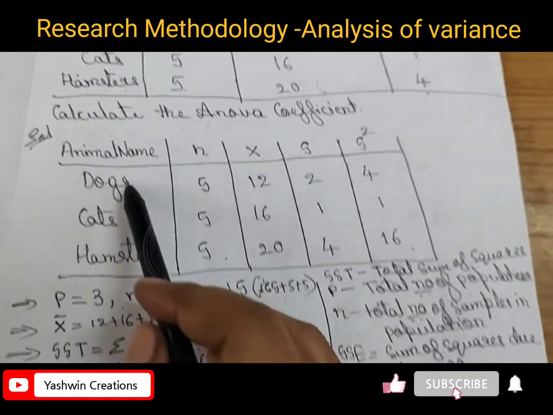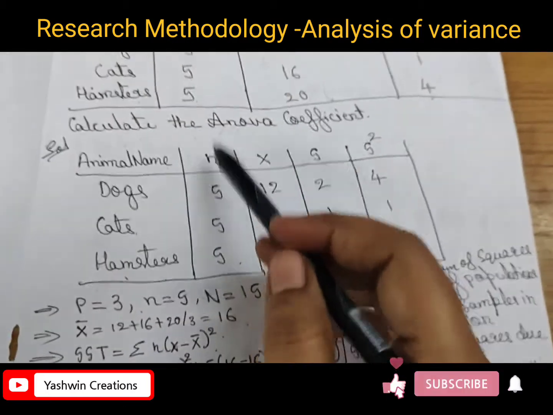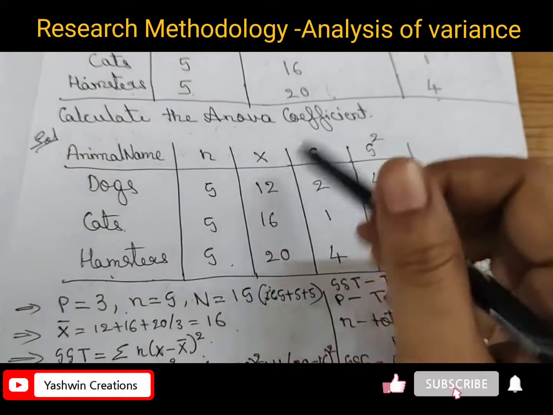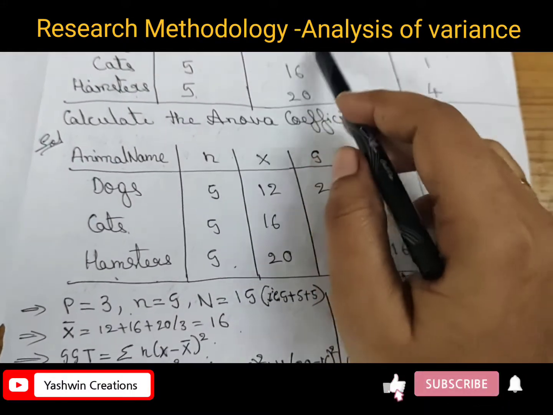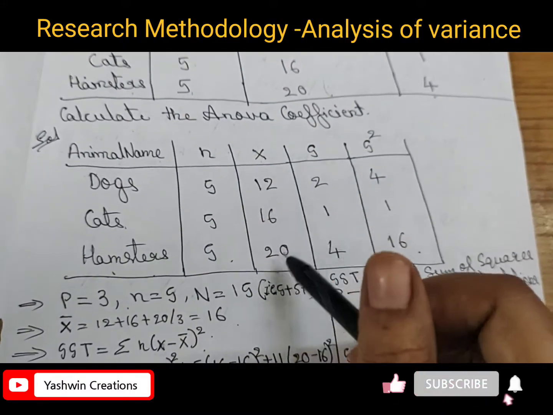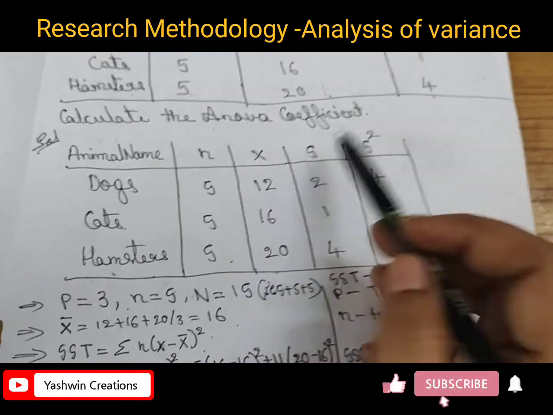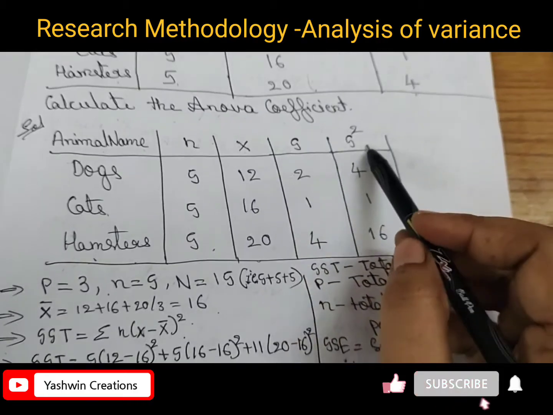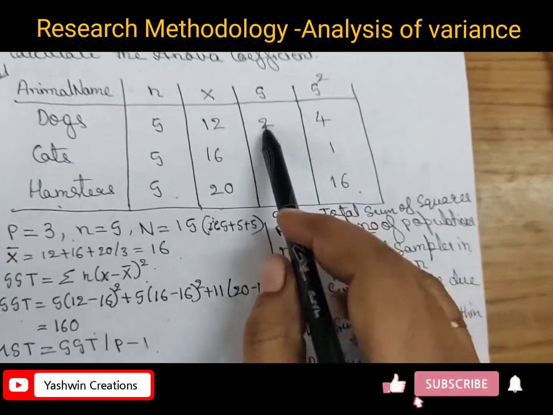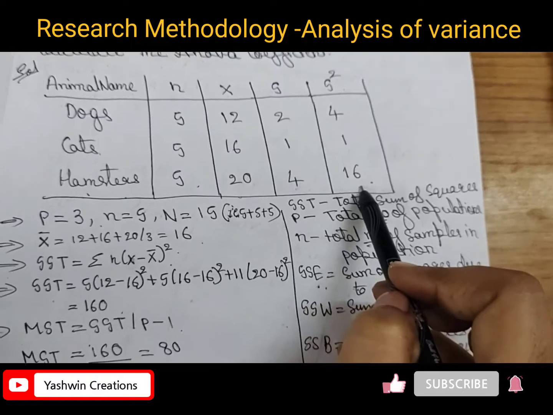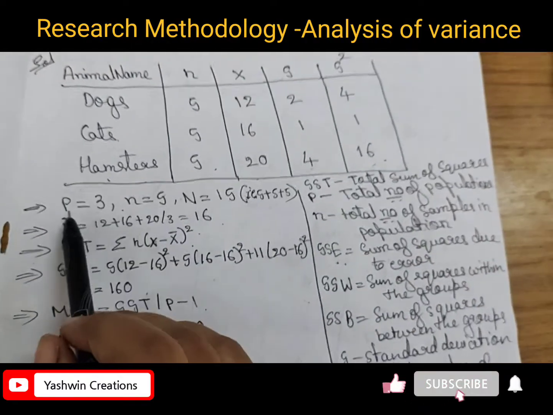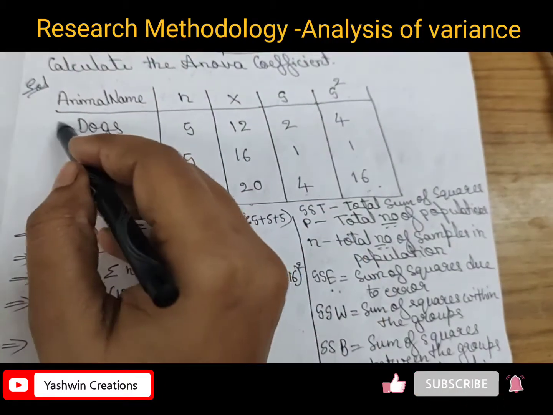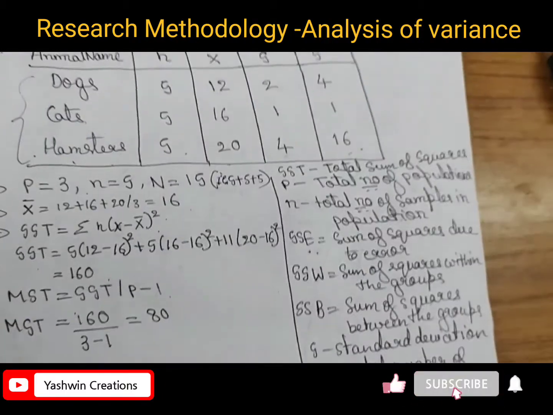Animal name: dogs, cats and hamsters. N is the number of animals they have given. x is the average domestic animals they have given, that is the value of x bar. S is the standard deviation they have given, that is s square. S square means 2 square, 1 square, 4 square, that is what we have written. Next, p equals 3, because here 3 categories are there. So what is p?